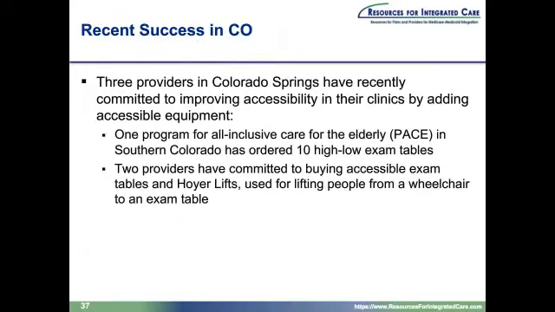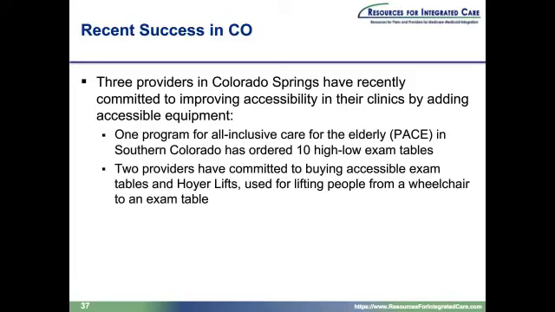Some of our recent successes here in Colorado, due to our strong partnership with the Independence Center in Colorado Springs, most of our initial assessment efforts were focused around that area. And so what we found recently, those providers who had the initial assessment a number of years ago have kept this as a high priority within their practice.